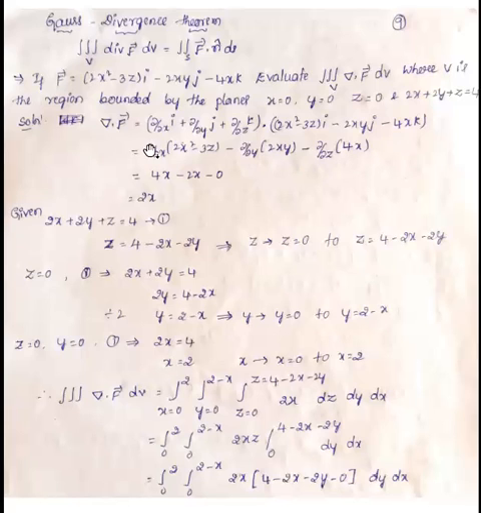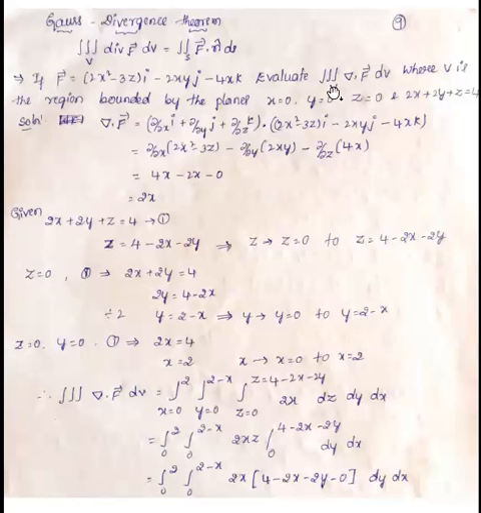Find the derivative: ∂/∂x means differentiate with respect to x partially, treating y and z as constants. x² differentiation is 2x, so 4x. With respect to y, y differentiation is 1, 1 into 2x. With respect to z, 4 and x are constants. Differentiation of a constant is 0. Here 4x minus 2x is 2x.